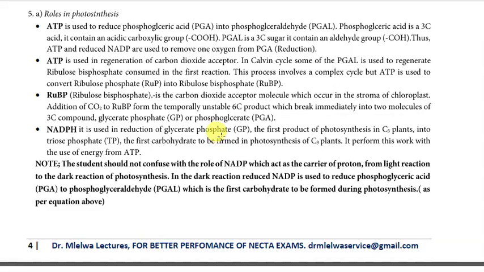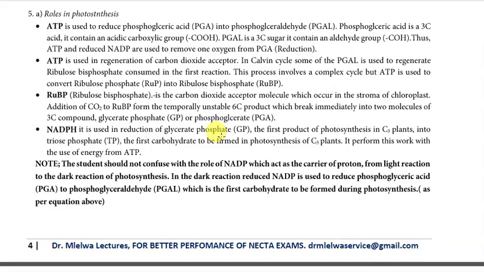Kwanza, ATP is used to reduce phosphoglyceric acid, which is PGA, into phosphoglyceraldehyde, which is PGAL. Phosphoglyceric acid is the 3-carbon acid. It contains an acidic carboxylic group. PGAL is a 3-carbon sugar and it contains an aldehyde group. Thus, ATP and the reduced NADP are used to remove 1 oxygen from phosphoglyceric acid.